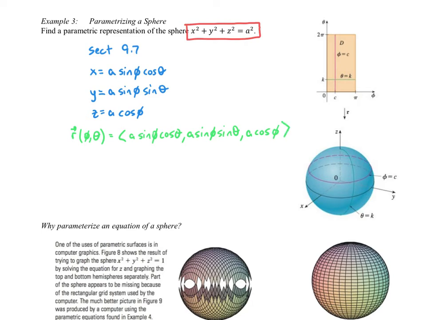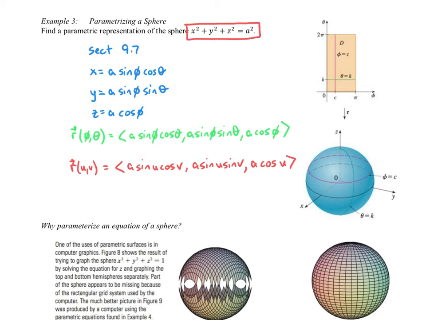Keep in mind, you could change the variables to the standard u and v variables. So you would have a sine of u cosine of v, a sine of u sine of v, and a cosine of u. You could change it to other variables as well. It doesn't matter at all. Keep in mind that a is the radius, which won't vary. That will be a numeric value. So it's really just a vector function of two variables.